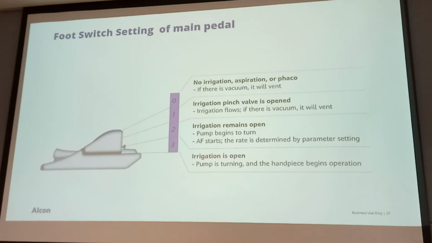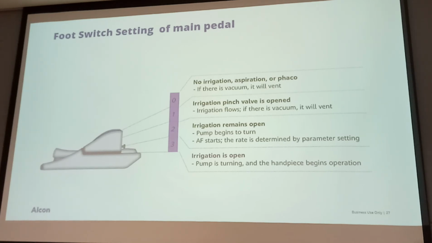Don't forget, everything is controlled by your foot pedal. Foot pedal position 1 is irrigation, right? Position 2 is irrigation and aspiration. Position 3 is phaco power. All the machine design is like that. It's a standard design. So just remember that. When you move the foot pedal from 3 to 2, what decreases? No more phaco power. Still you have the holding force.